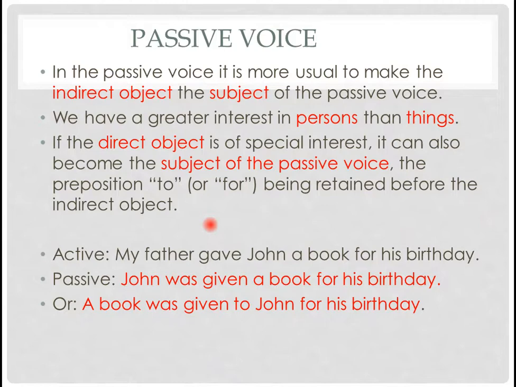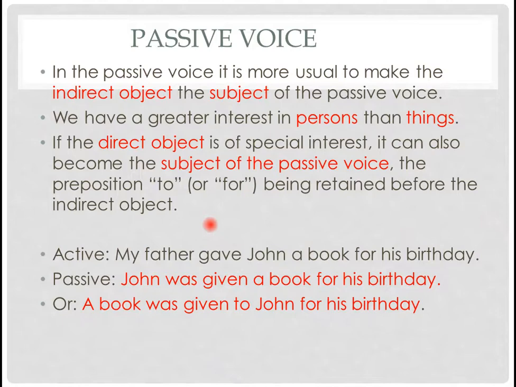In the passive voice, it is more usual to make the indirect object the subject of the passive voice. Now, the previous sentences were in the active voice. So, how can I change them into the passive voice? I change them into the passive voice by putting the indirect object first. Why? Because we have a greater interest in persons than in things, usually, okay? But sometimes, if the direct object is of special interest for us when we are speaking, it can also become the subject of the passive voice. We will see that in the following samples.